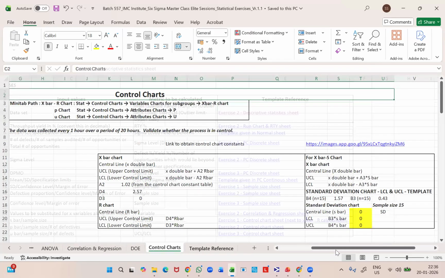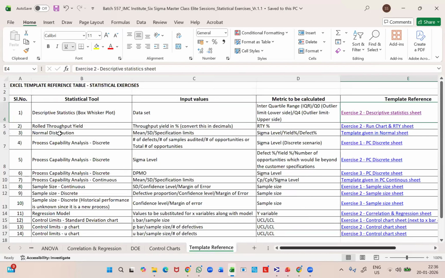So this is the second exercise, this list. The third one is the normal distribution exercise. So I can get multiple questions pertaining to this in the final assessment. You'll be provided with mean, standard deviation, and also the specification limits. And you'll be asked to calculate either the sigma level or the yield percentage or the defect percentage.